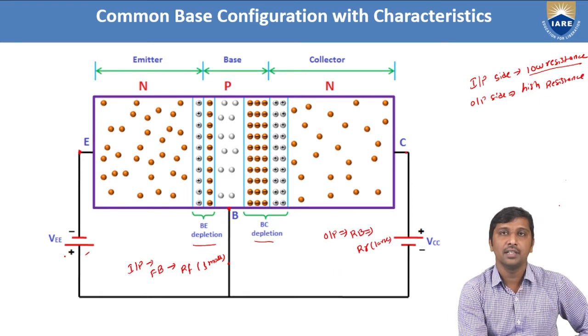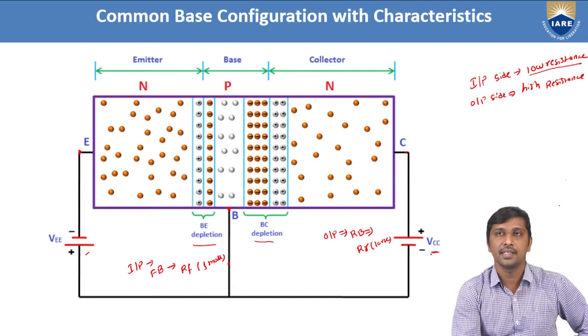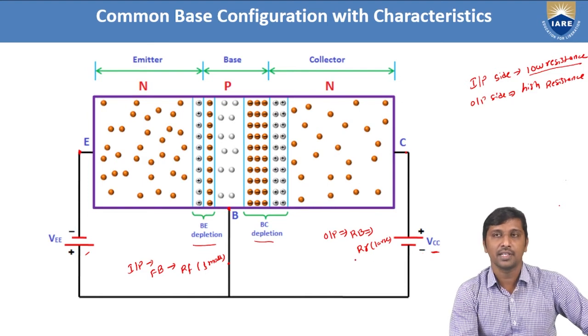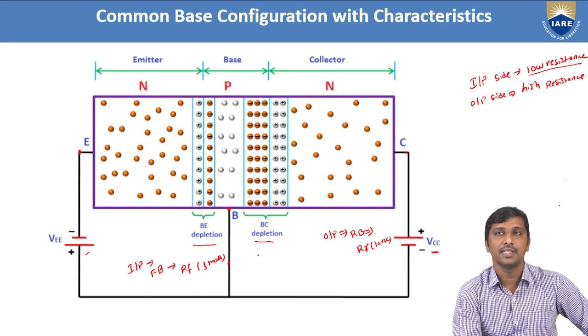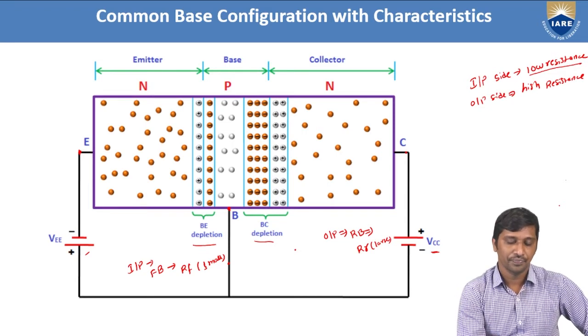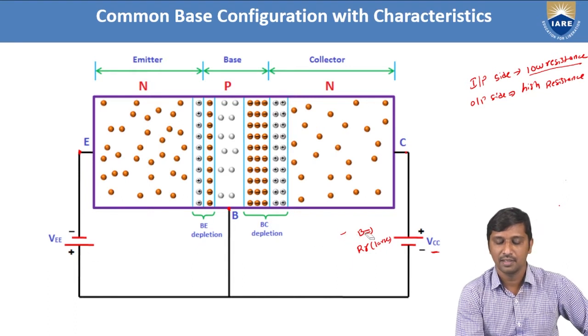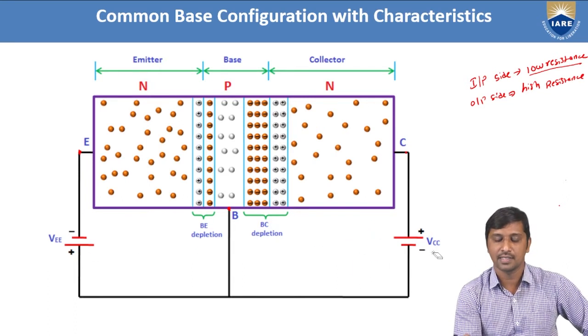Due to the application of VEE and VCC, on the input side the input junction offers low resistance. And due to this biasing of VCC, on the output side the circuit offers very large resistance. Hence, this given model or transistor transfers the signals from a low resistance input circuit to a high resistance output circuit. So this is the construction or configuration of common base configuration using the NPN transistor.